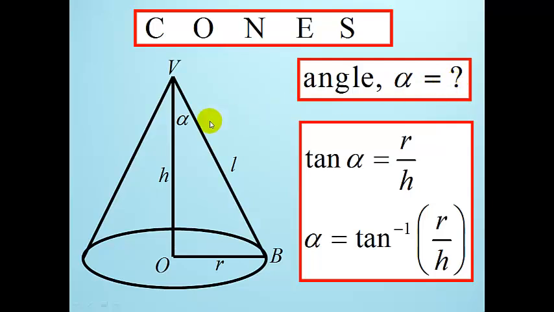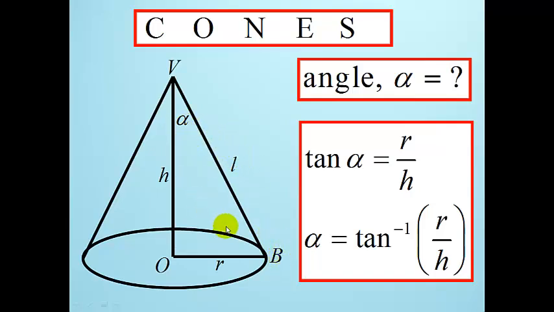Now, we consider the triangle VOB, which is a right angle triangle with the 90 degrees angle at O. Considering the angle alpha, R is opposite to the angle alpha. I repeat, the side OB, that is equal to R, is opposite to the angle alpha. And VO, that is h, is adjacent to the angle alpha. VB, that is L, is the hypotenuse of the triangle.